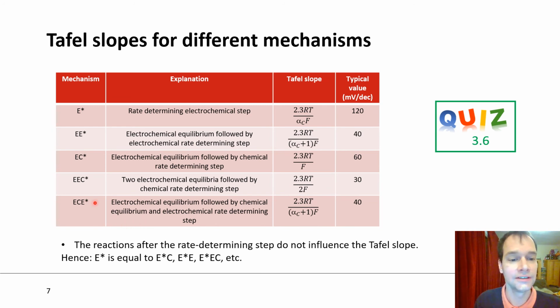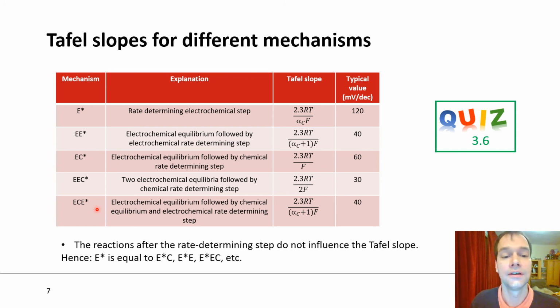And then here you see another one, ECE star. So an electrochemical equilibrium followed by a chemical equilibrium followed by an electrochemical rate determining step. And that then results in this. Again 40. So you see actually these ones are the same. The EE star and the ECE star, that's the same. Well, basically this C does not really matter.